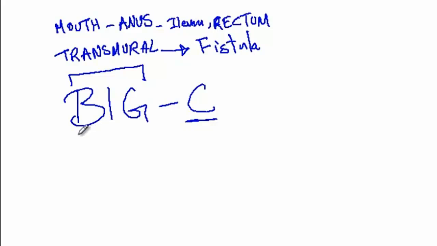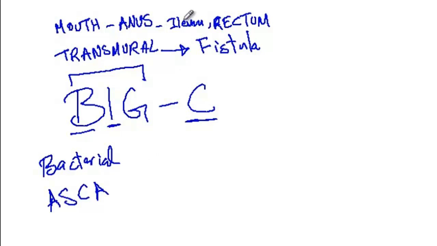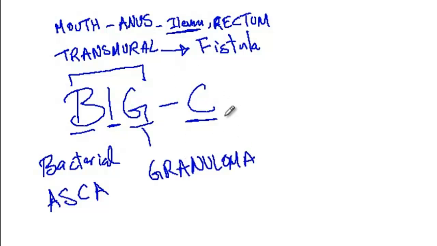Now, as for the other letters, B stands for bacterial. So Crohn disease is thought to develop as a result of bacterial infections, and in fact these patients test positive for anti-Saccharomyces cerevisiae antibody. I stands for ileum, which is the most commonly affected site in Crohn disease. G stands for non-caseating granuloma. And then finally C, in addition to Crohn disease, it stands for cobblestone appearance of the mucosa.